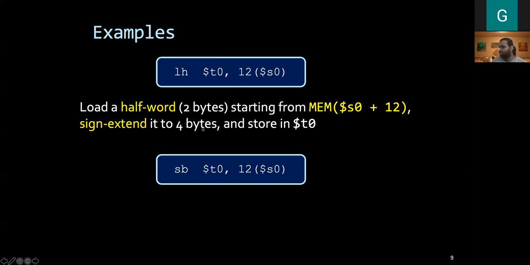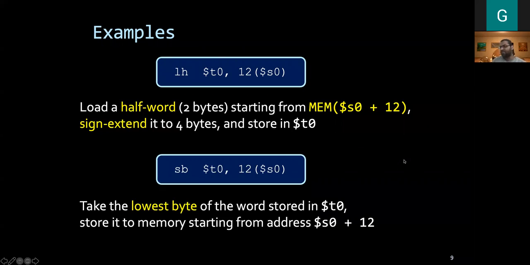And similarly, if you want to store something, in this case, we have a store byte instruction. That takes the least significant byte from T0, and it stores it into the memory address, which is S0 plus 12. So the same memory address as here.